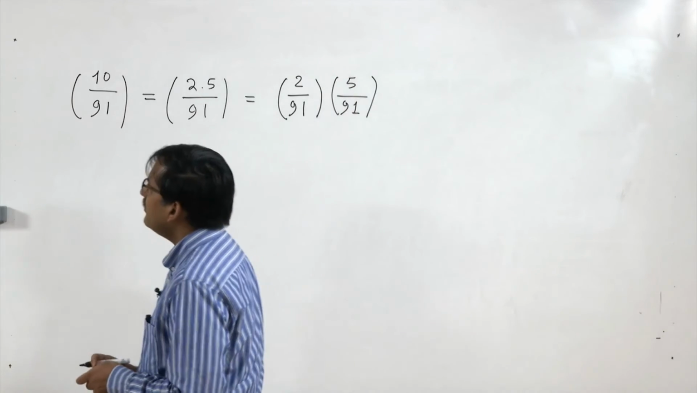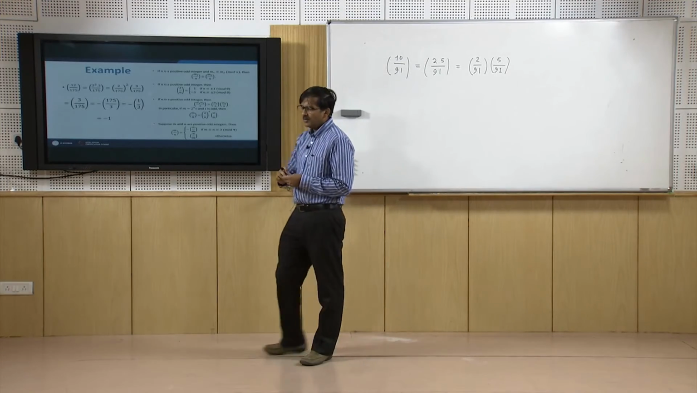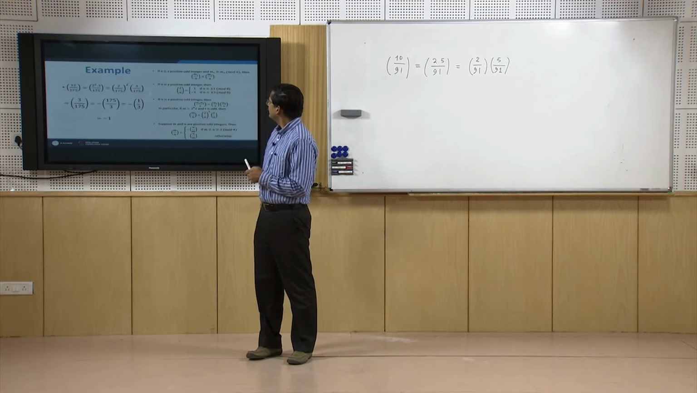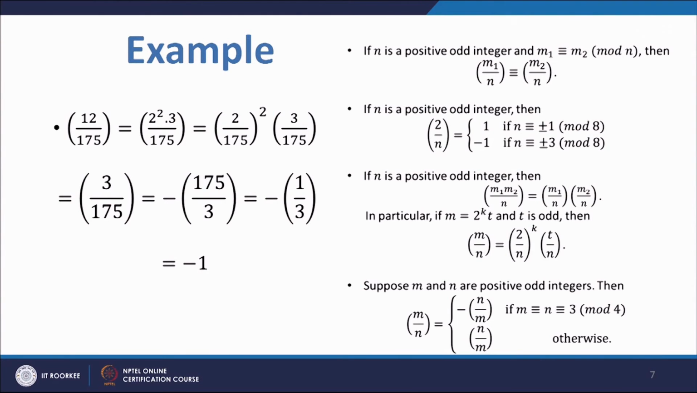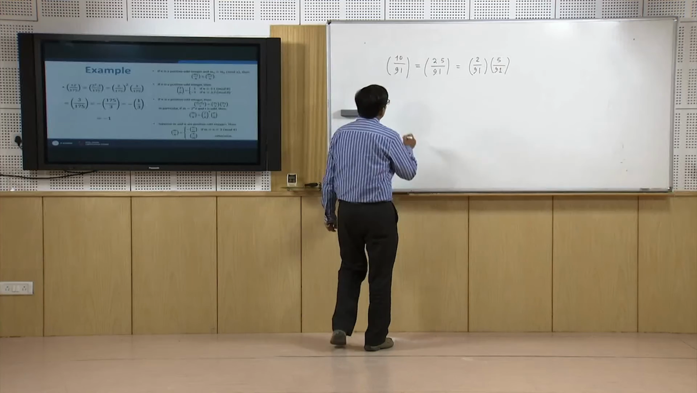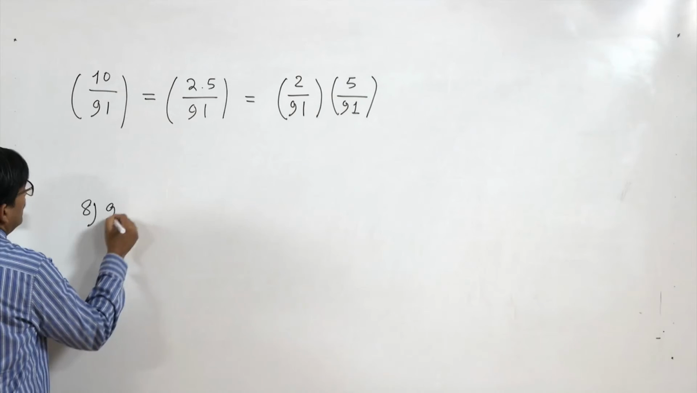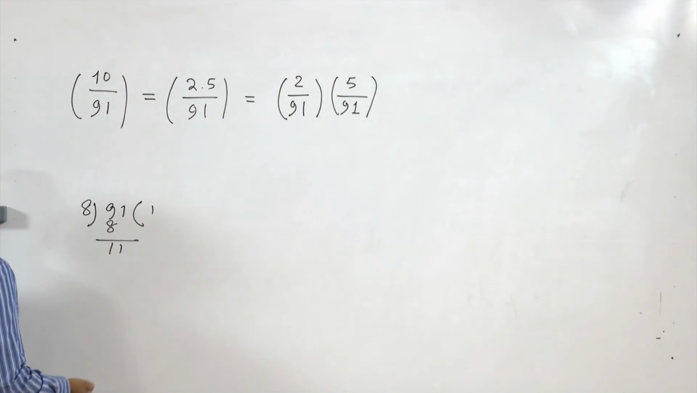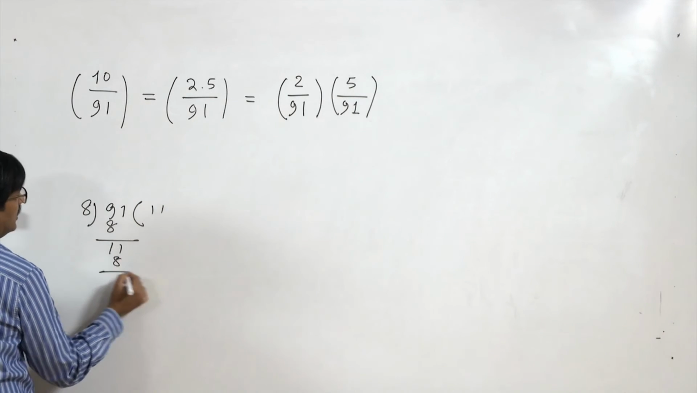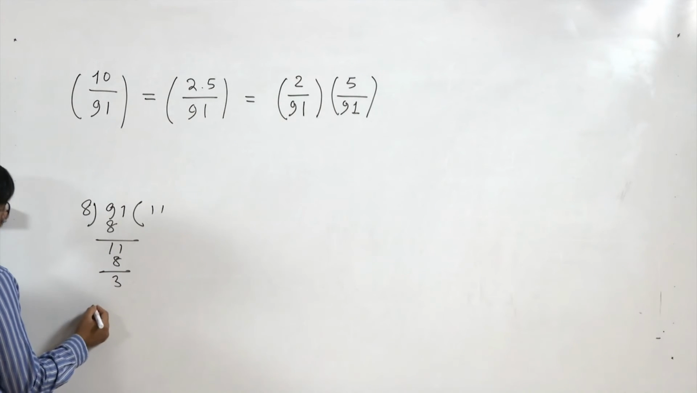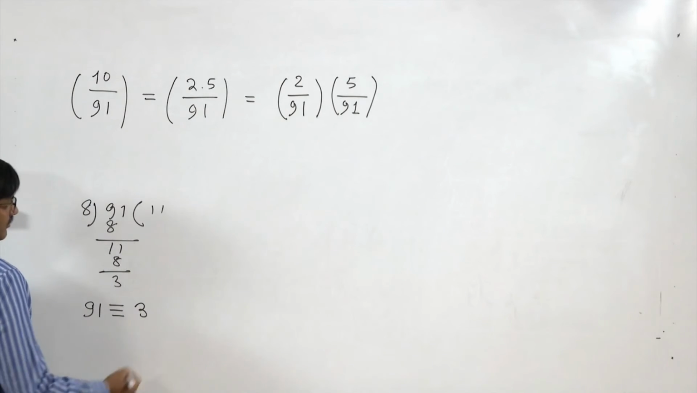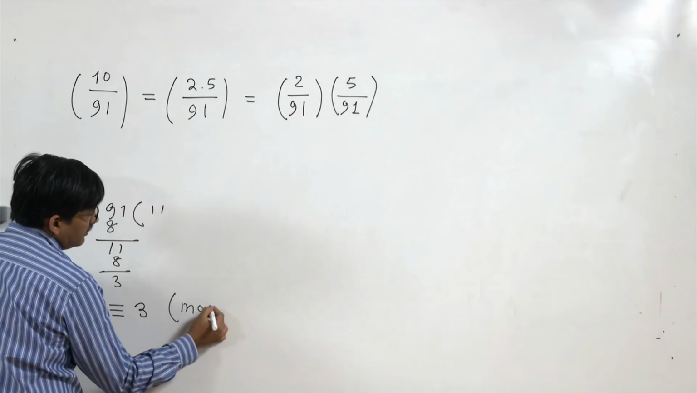Now, I should be able to know what is 2 by 91 by using the first law. For that I have to divide 91 by 8. If I do that, and then 3. So, we see that 91 is congruent to 3 mod 8.